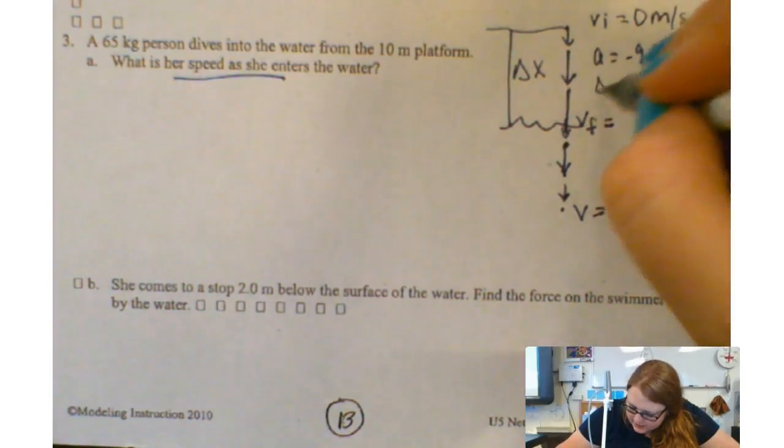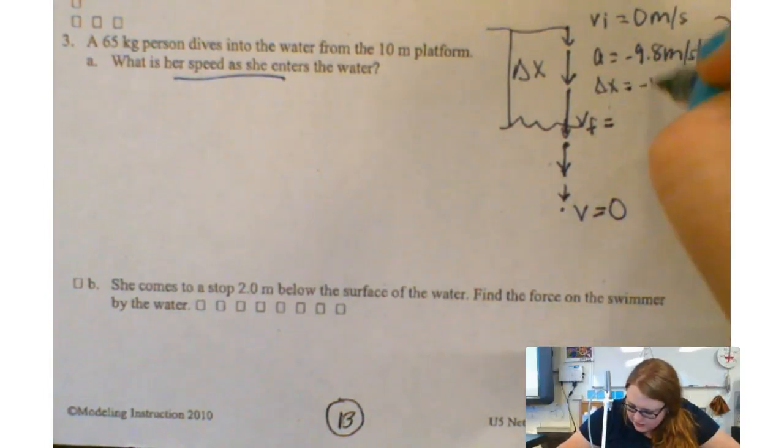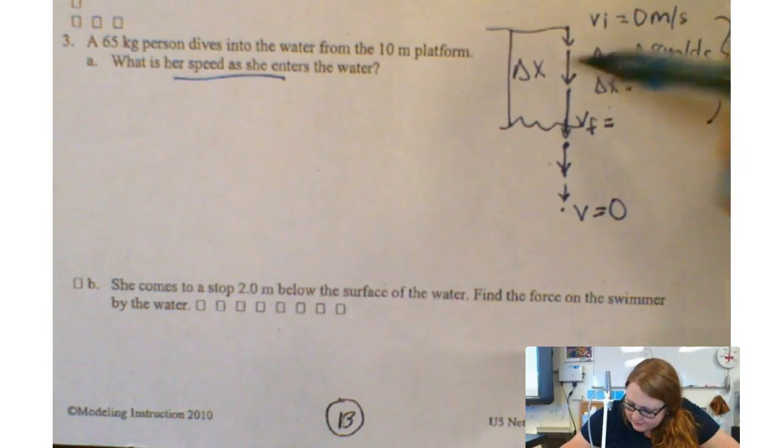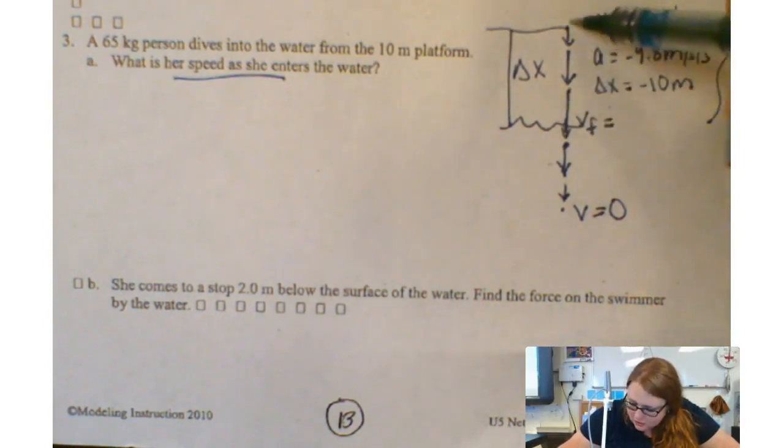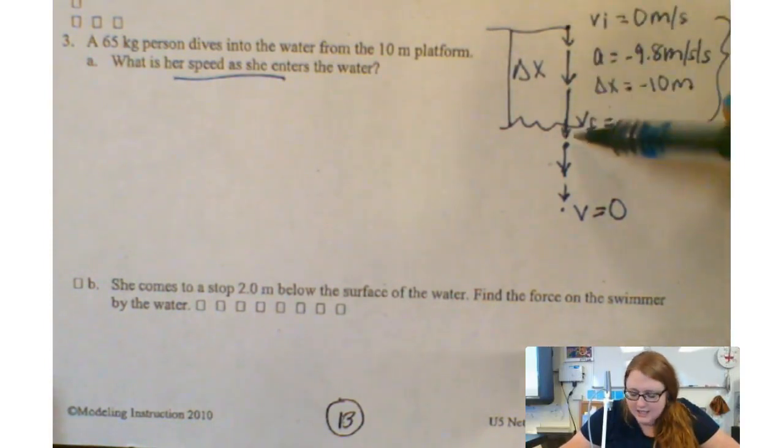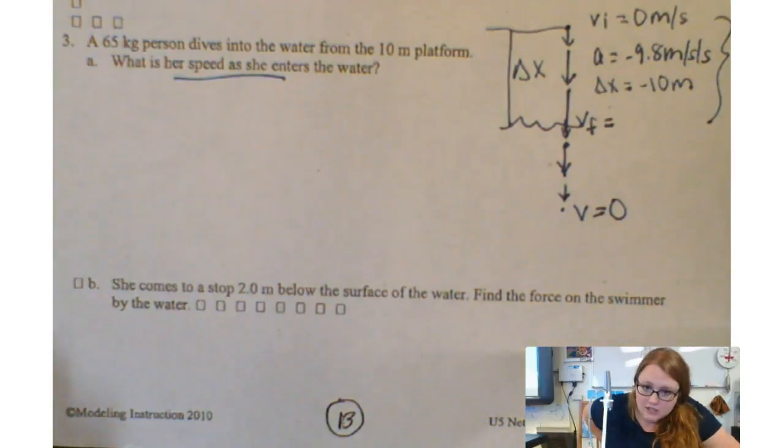I know the displacement for this top portion is going to be negative 10. Why is it negative? Because we end up 10 meters below where we started, or we went down 10 meters. We moved 10 meters in a negative direction. There are 3 ways to say that there.